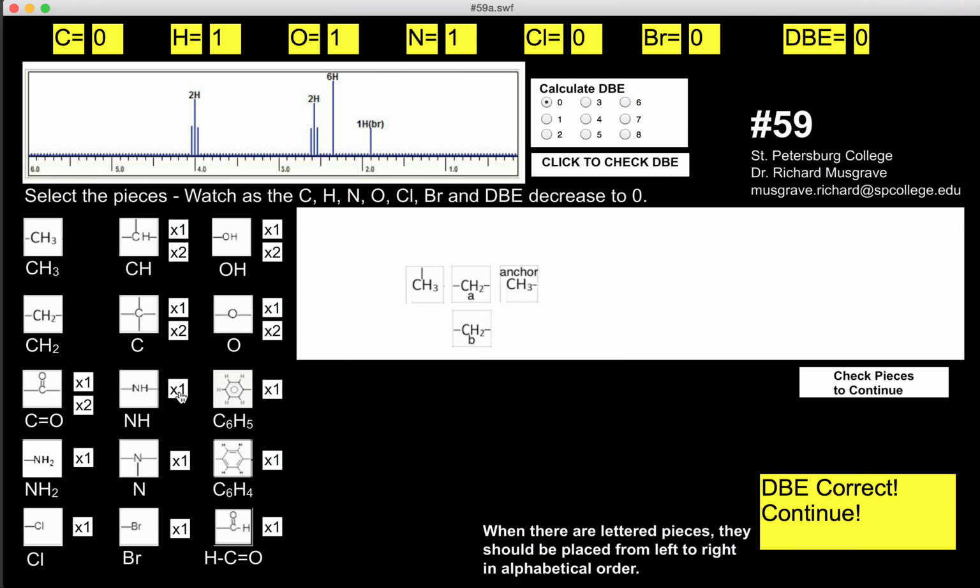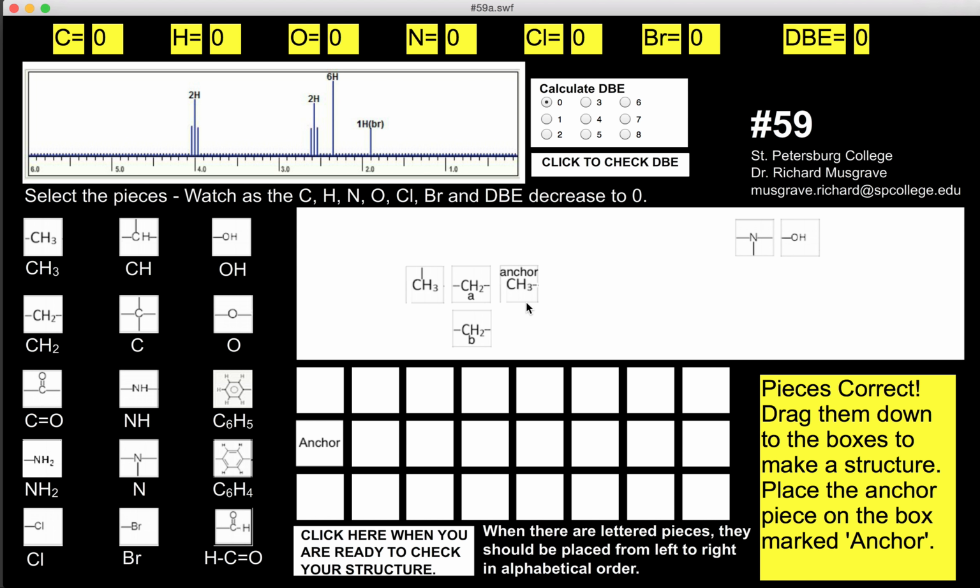Obviously if it doesn't work, you can always reset the pieces and try it again, but there are good reasons for why I'm choosing the groups that I'm going to choose right here. So we're going to choose an OH, and we're going to choose a nitrogen that doesn't have any hydrogens on it. So that should be the correct pieces, and it is. And we'll go down here and begin to put the pieces together.